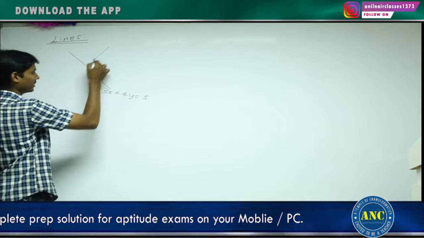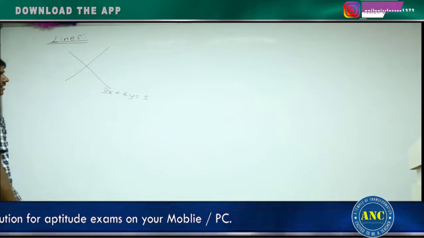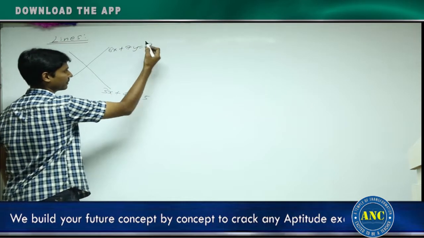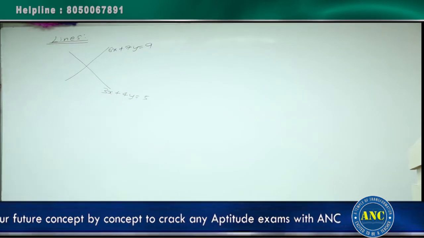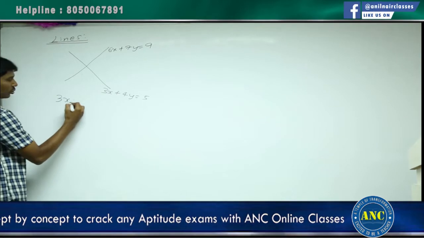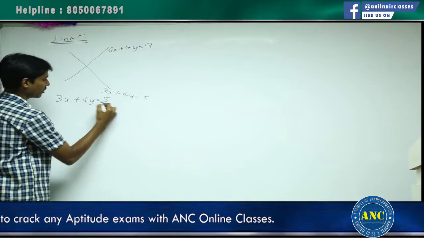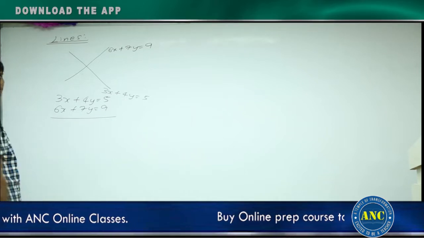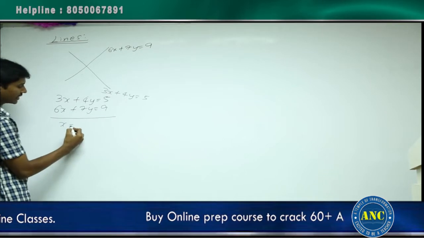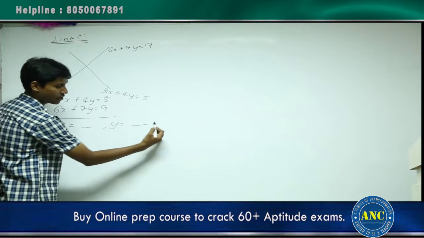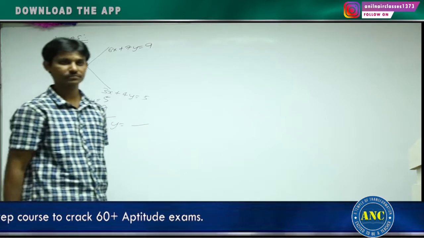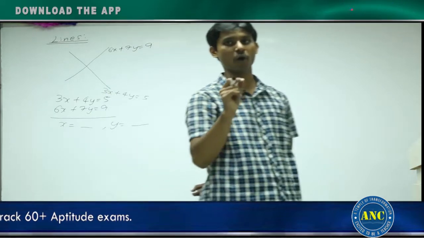There is one more line, just some example I am writing, something like 6x plus 7y equal to 9. These are the two straight lines. Suppose in your school days, 3x plus 4y equal to 5, 6x plus 7y equal to 9, you will solve these two simultaneous equations. You will get a value of x, you will get a value of y. What are these values of x and y representing? Intersection. It is nothing but the point of intersection.